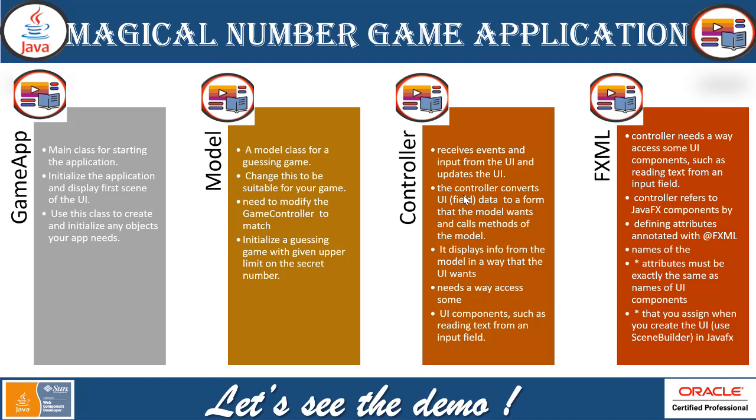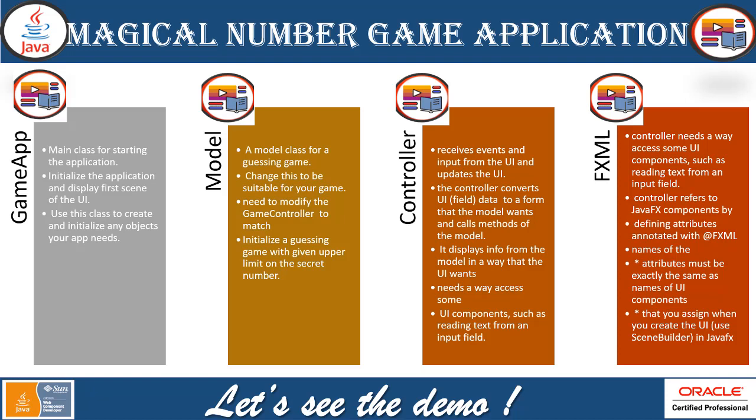Suppose the user enters a number and that number is too small. That particular logic is implemented within the model. So that value is communicated to the model, and then the model will display accordingly. It displays information from the model in the way that the UI wants, and needs a way to access UI components, such as reading text from an input field. Those things are taken care of by the controller. Now when it comes to the XML, the controller needs a way to access user interface components, such as reading text from an input field or writing anything. The controller refers to JavaFX components by defining attributes annotated with @FXML.